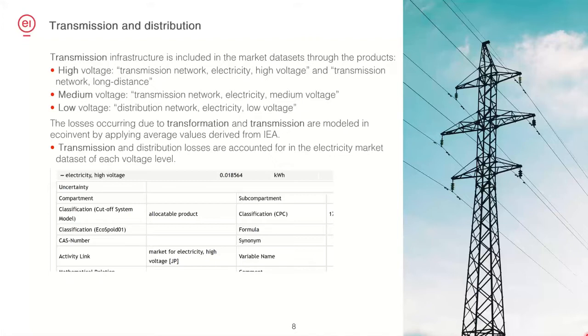So we here see that the input of an electricity market and the losses for transmission are modeled in such a way that they point back to the market itself. And in this case, the loss is around 1.8%. So the markets have a slightly higher input of electricity than they actually produce.